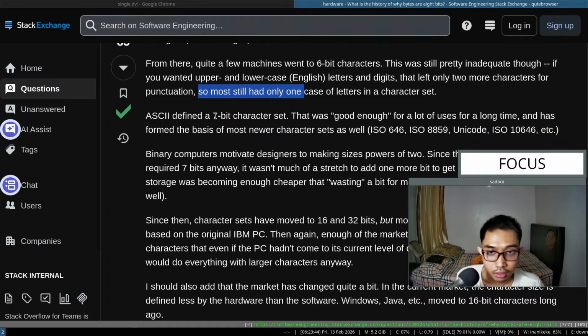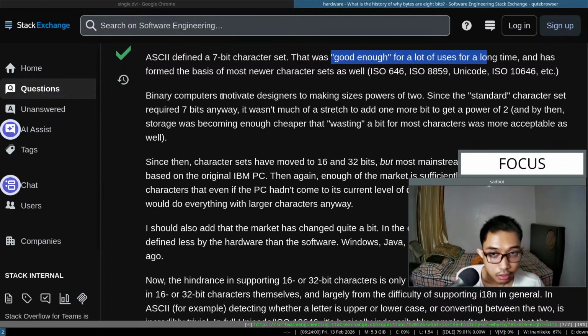Then came the 7-bit character set that was good enough for a lot of use for a long time and has formed the basis of most newer character sets as well. Binary computers motivate making the size a power of 2. Because of the binary operation, I assume. Okay. That's why we are using a power of 2 for the size.